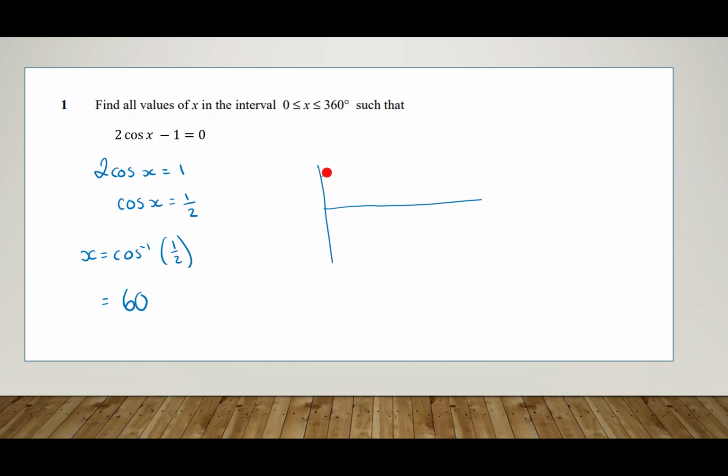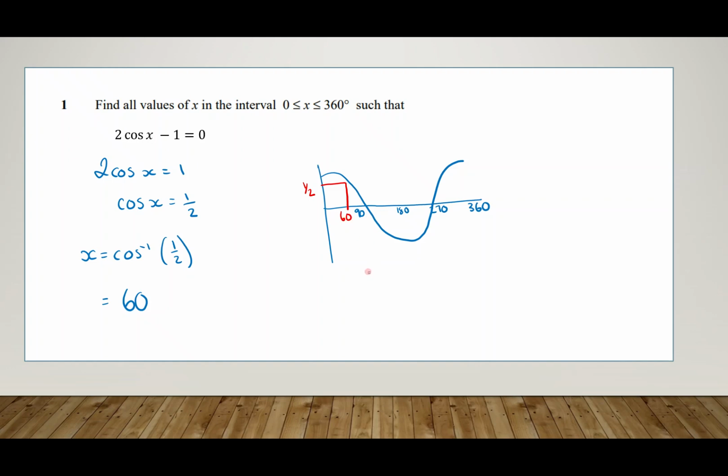to 60. Now my cosine graph is quite similar to my sine graph, in that it's a nice wavy shape, but it does have different intercepts. It's actually got intercepts at 90 and 270, and it's got its peaks and its troughs at 0, 180 and 360. Now the value I have just found on my calculator was x equals 60. So this was about here, and it was when y was equal to a half.